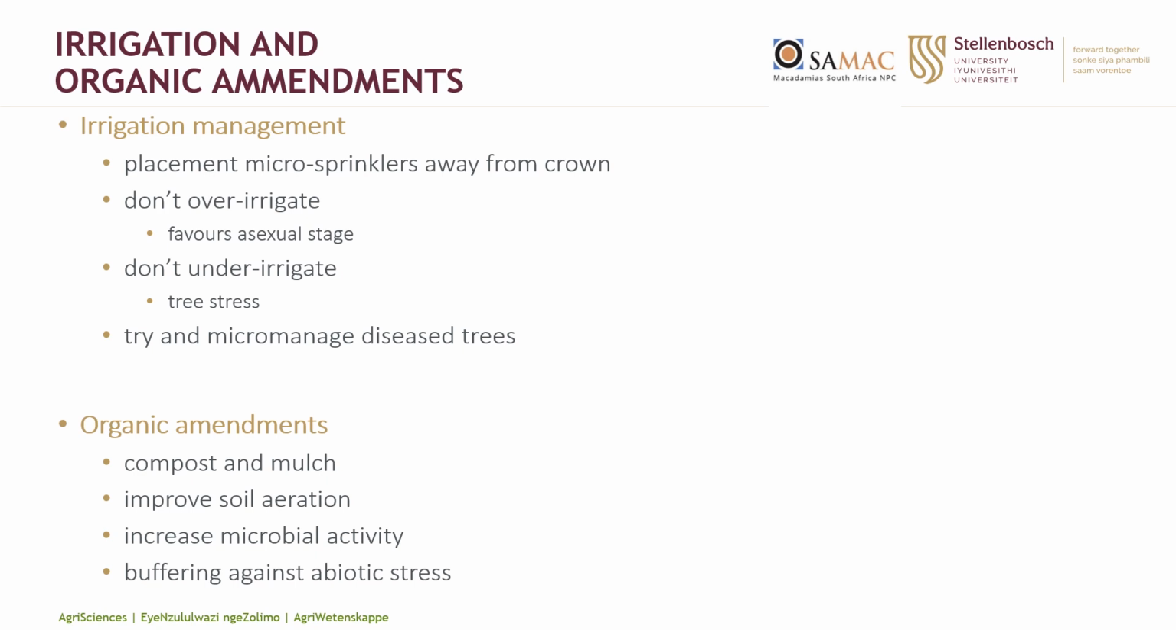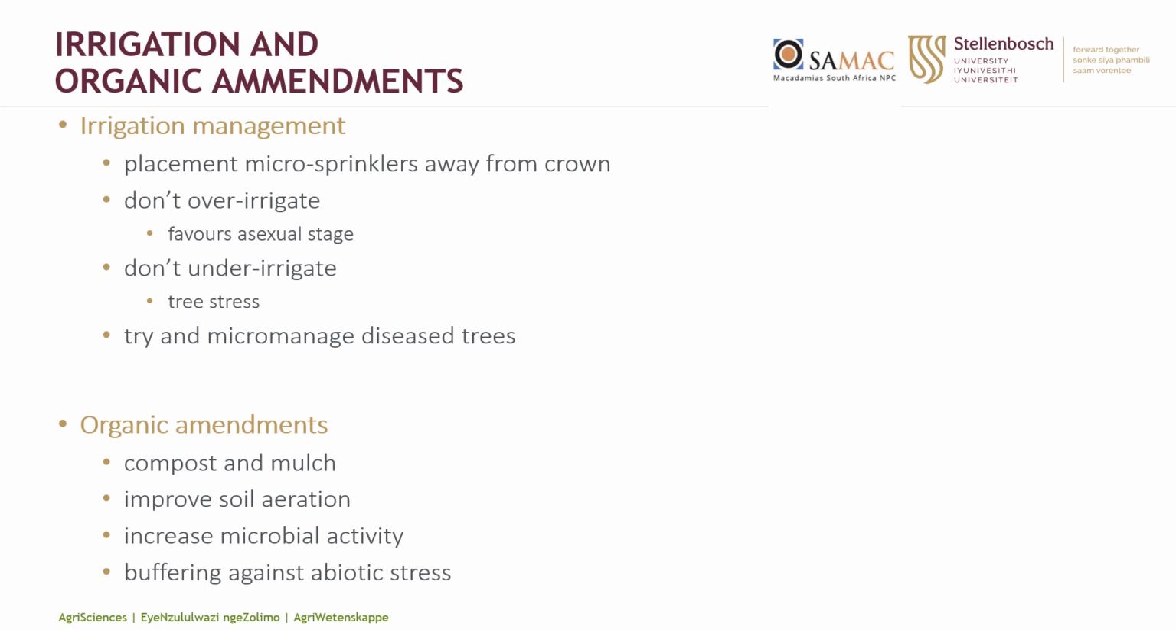And also don't under irrigate, because as with all diseases, Phytophthora will be more prevalent if trees are stressed. And then I know the last one for irrigation is mostly not practical, but try and micromanage diseased trees, because the smaller diseased trees will use less water. So the soil at these trees will get more wet and saturated, and that favors Phytophthora. So the conditions for disease development on these trees then just start increasing.